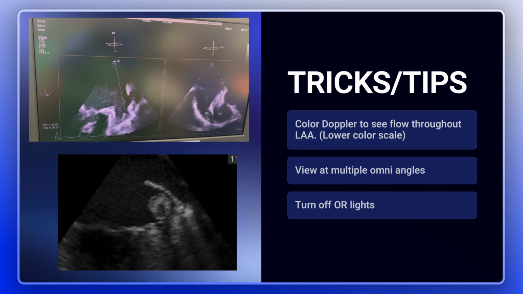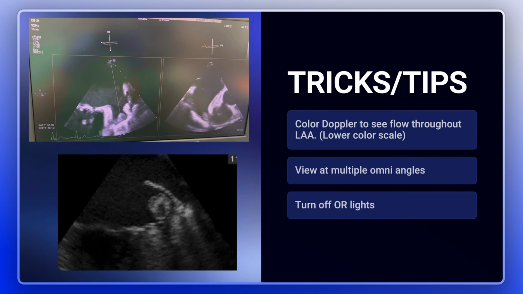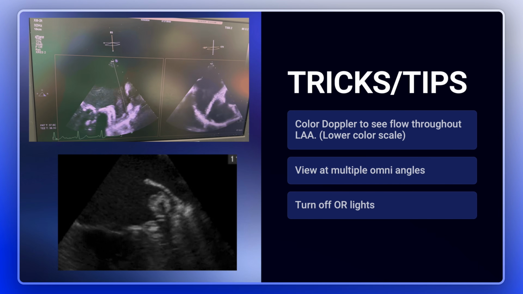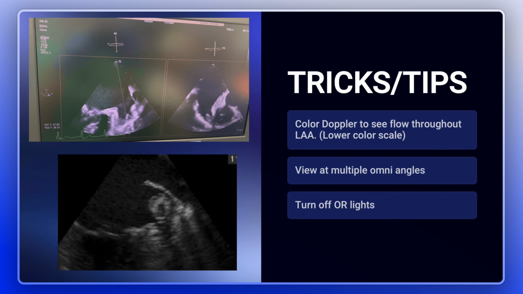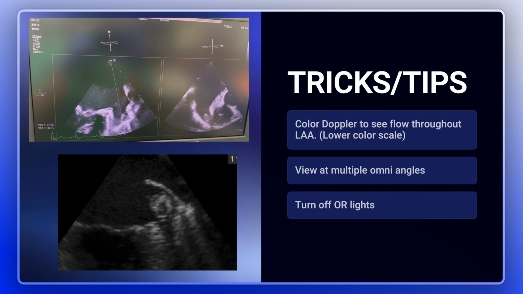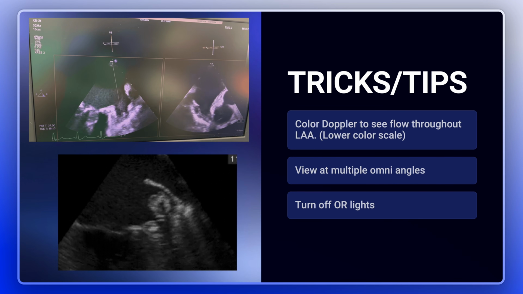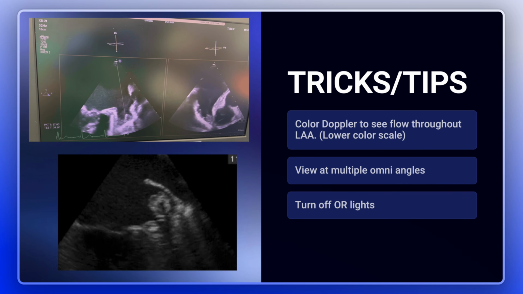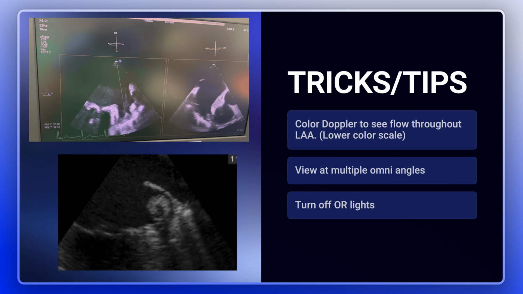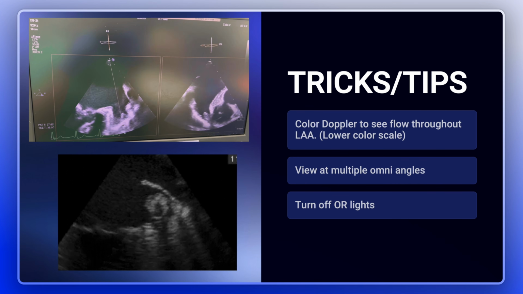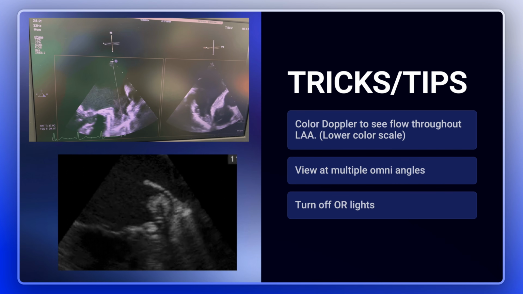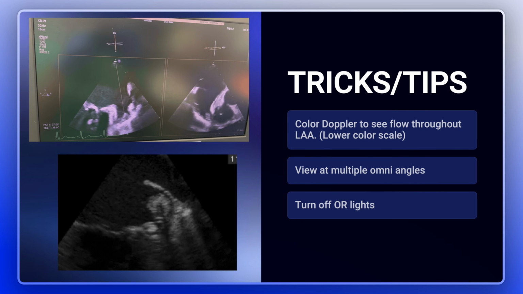Other tips and tricks to look at are using color Doppler to see flow throughout the entire left atrial appendage. I already mentioned that, so the tip here is make sure you turn down the color scale to observe low flow states. A normal left atrial appendage will not have flow interrupted through it, and it will be contiguous throughout. If there's ever an object in there where flow only goes around this object and not through it, you need to consider this patient possibly having thrombus or large pectinate muscles or other irregularities in the appendage.